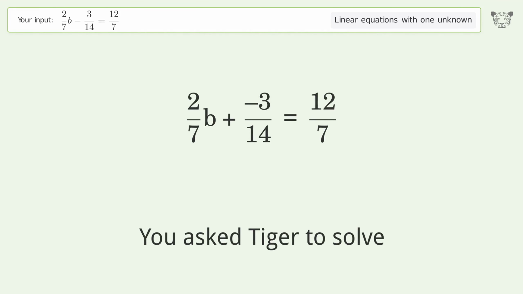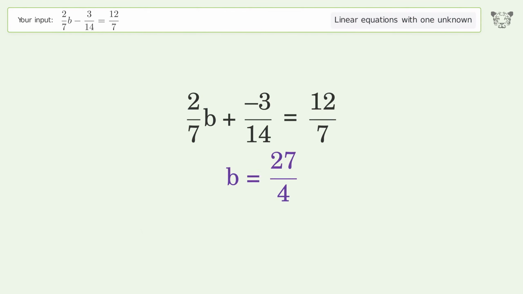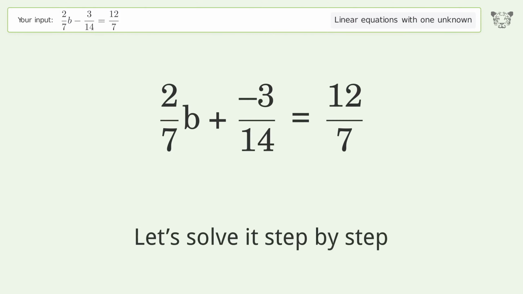You ask Tiger to solve. This deals with linear equations with one unknown. The final result is b equals 27/4. Let's solve it step by step.